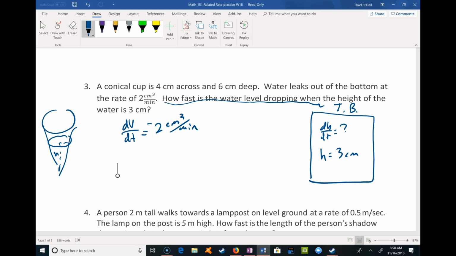Now, the hard part is coming up with the equation that does that, right? But in this case, it's not bad. I think volume of a cone probably involves height, doesn't it? So if we just knew the volume of a cone, I could do it, couldn't I? All right. Let's see if we can remember the volume of a cone. Does anyone remember the volume of a cone? Someone here has to remember that. 1/3 pi r squared times height. That's exactly right.